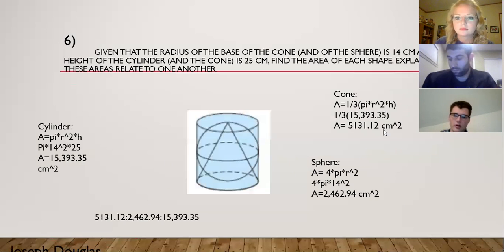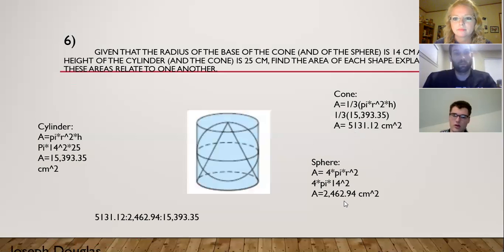So for the cone, we'd have 1/3, and this should be a V for volume, not an A. We have 1/3 times pi times radius squared times height, which would be the same as 1/3 of this shape here, 15,393, which gives us 5,131.12.